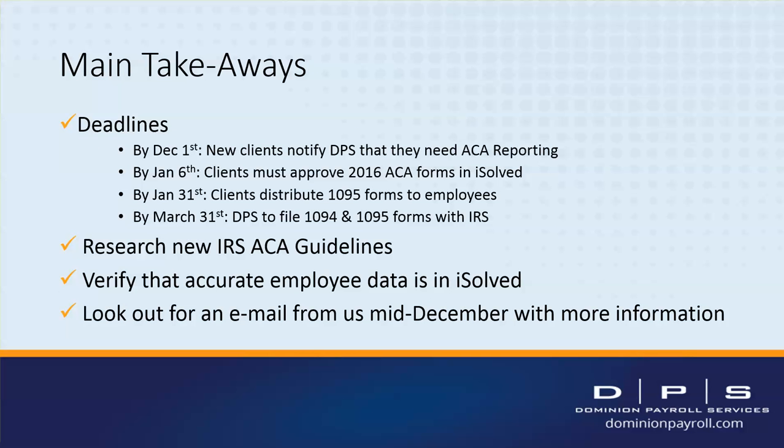All right, main takeaways. These are the most important things that we just talked about. Deadlines. Write all these deadlines down. Make sure you know them. If you follow them, it will hopefully make this year go as smooth as possible. Research new ACA guidelines. Go to the IRS website. Check out what they released on October 6th. Talk with your broker if you need to. Research and educate yourself now so you are ready to go in December. Verify accurate employee data in iSolved. Go through all those steps of auditing your information and verifying it that we just talked about. And lastly, look out for an email from us mid-December with more information.